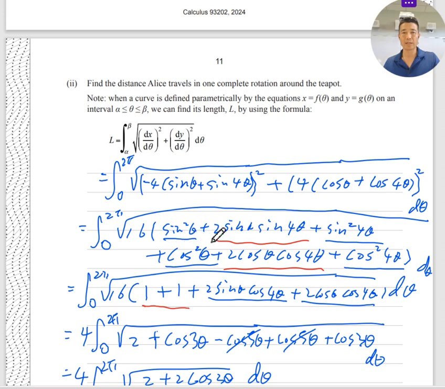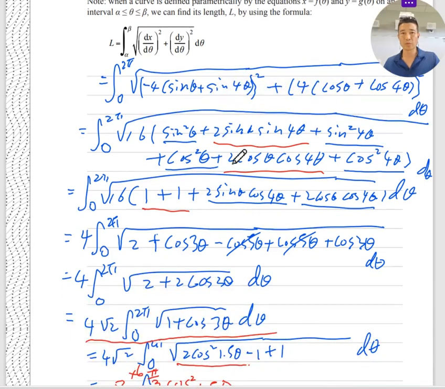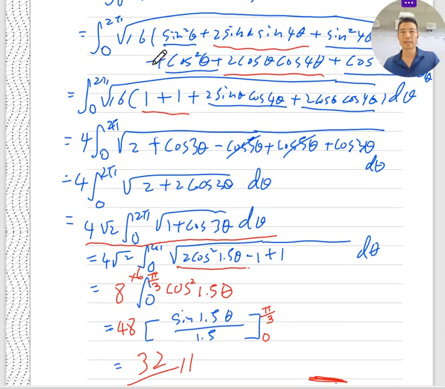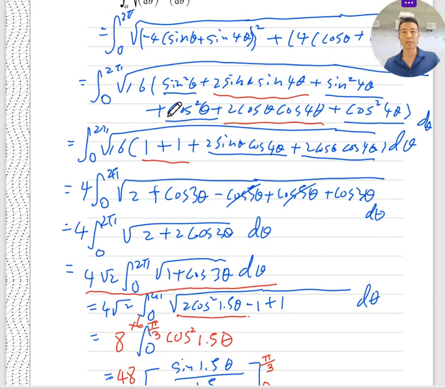So we get sine squared theta plus 2 sine theta sine 4 theta plus sine squared 4 theta plus cosine squared theta. Yeah, remember I factorized by 16. So cosine squared theta plus 2 cosine theta cosine 4 theta plus cosine squared 4 theta dθ. And then sine squared theta plus cosine squared theta is 1, right? Same way, sine squared 4 theta plus cosine squared 4 theta is 1.